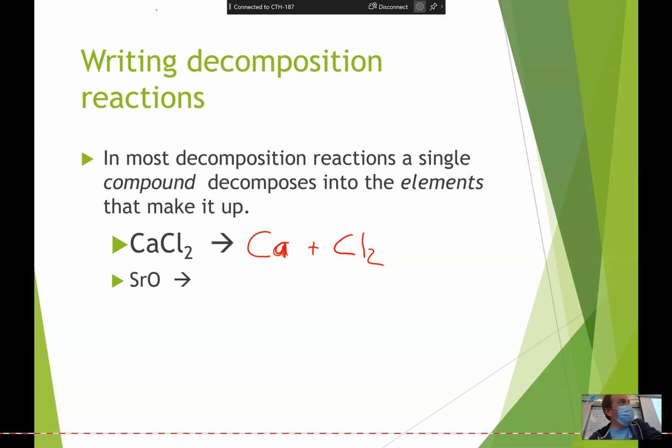The next one is strontium oxide. Strontium oxide is going to break apart into strontium and oxygen. Is strontium diatomic? No. How about oxygen? Yes. So when it is decomposed, it's going to decompose as O2. And then from there, we would just put a 2 here to balance those oxygens. So that's our decomposition reaction.